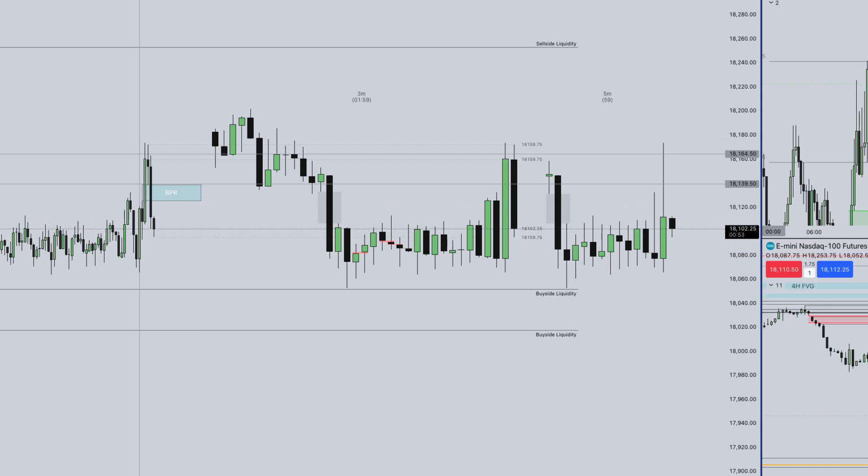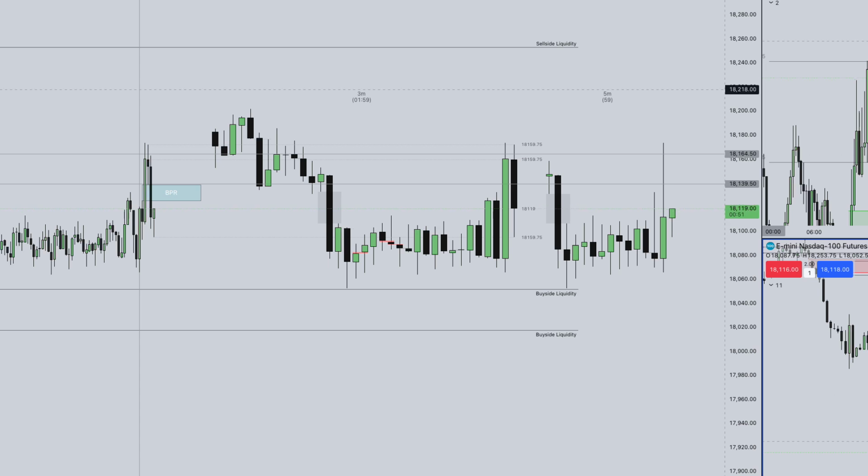By having that, it removes the ambiguity, and it gives you a very specific process of saying, okay, I'm only focusing on these specific fair value gaps. I get that question a lot from students: how did I pick that one? Why didn't I pick this one over here?